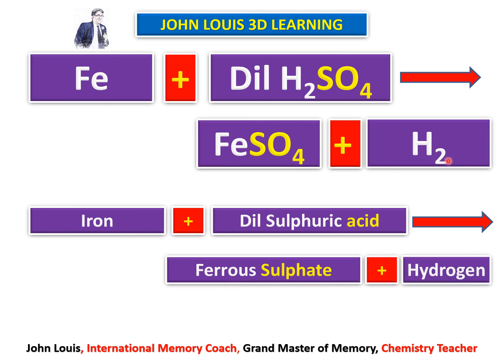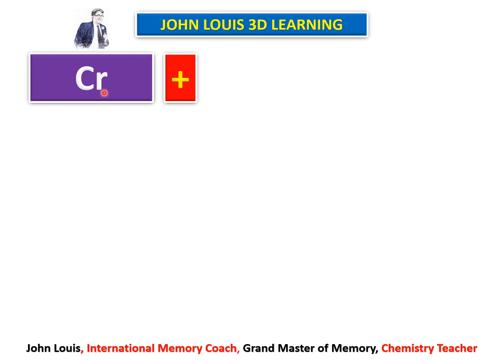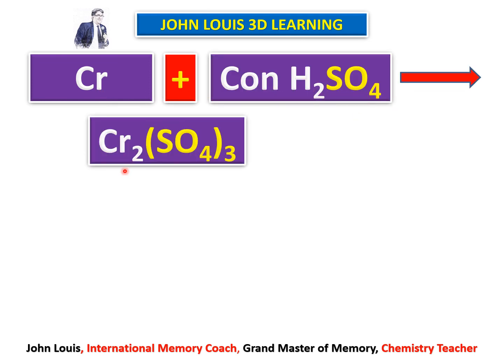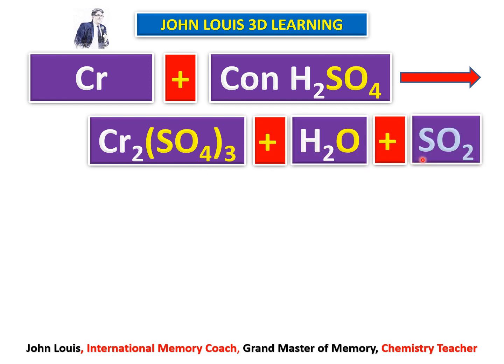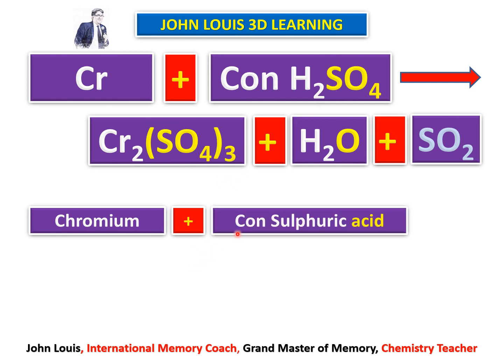Plus H2 is hydrogen. Let's move on to the next equation: Cr plus concentrated H2SO4 gives Cr2(SO4)3 plus H2O plus SO2. What is Cr? Cr is chromium, we know, plus concentrated H2SO4. H is hydrogen, SO4 is sulfate, hydrogen sulfate. What I told you, the commercial name of hydrogen sulfate is sulfuric acid, therefore we can write it as concentrated sulfuric acid.